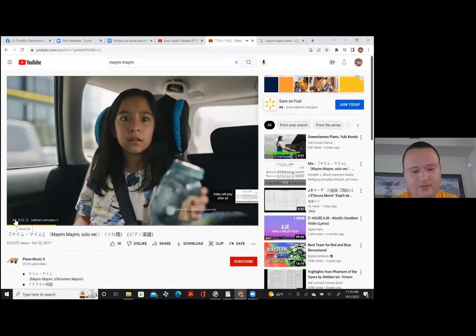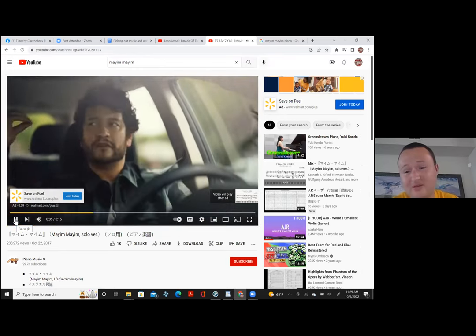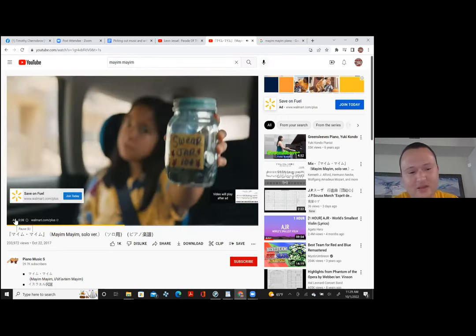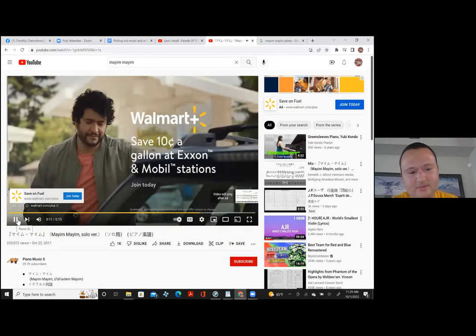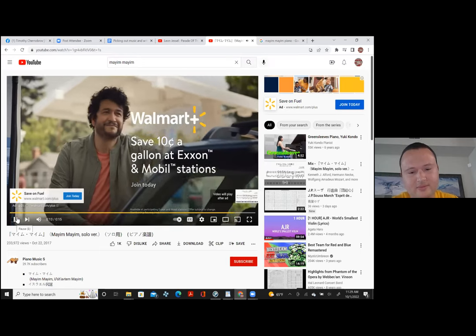As prices rise, you realize how fast 10 cents and up, and up. Become a Walmart Plus member and save 10 cents a gallon at Exxon and Mobil stations.